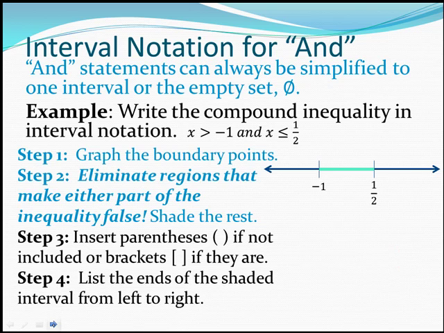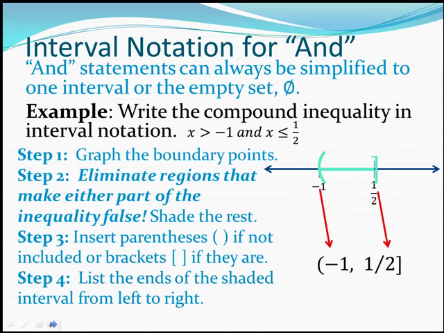Then we're going to put parentheses or brackets on our boundary points. Remember, parenthesis means that we don't have an or equal to in the inequality, like at -1, and bracket means that we do, like at 1/2. Finally, we take the graph and translate it into interval notation by listing the ends of the shaded interval from left to right. On the left, we have -1 with parentheses, and on the right, we have 1/2 with a bracket. And that's our interval.